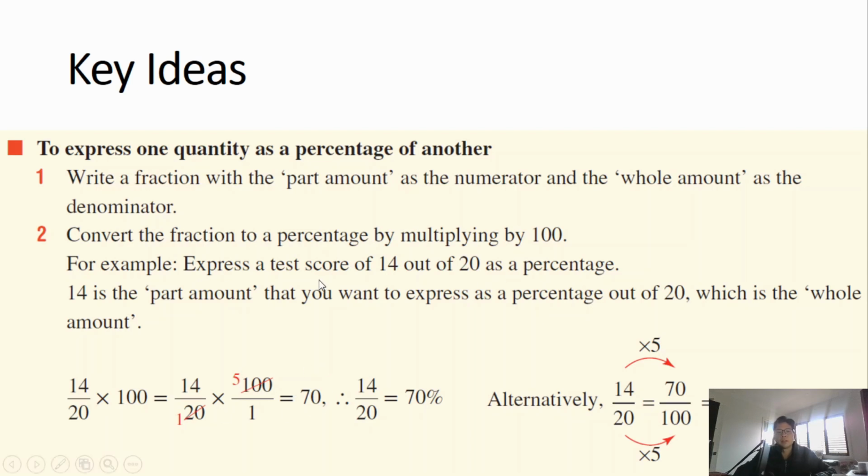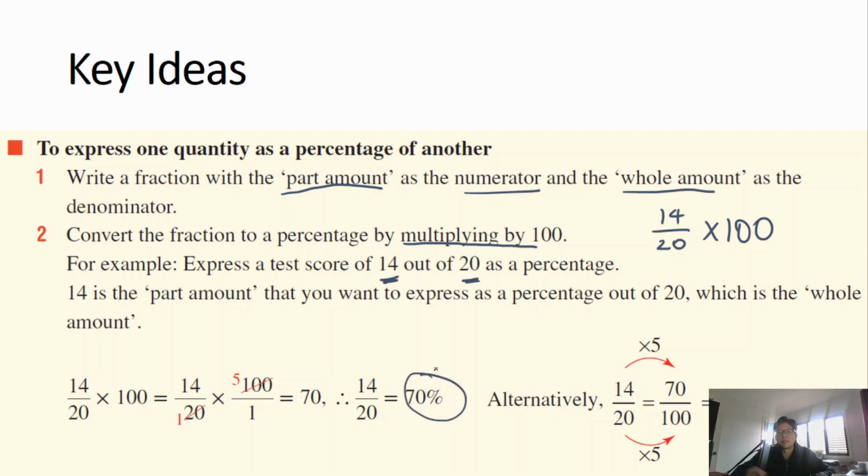Our first question: express a test score of 14 out of 20 as a percentage. The part amount here is the 14, and the whole amount is the 20. So we write that as a fraction: 14 is the numerator, 20 is the denominator, so that gives us 14 out of 20. Then the next step is to convert to a percentage by multiplying by 100. We've got the calculations down here, and once you work through all that, that gives you a value of 70%.